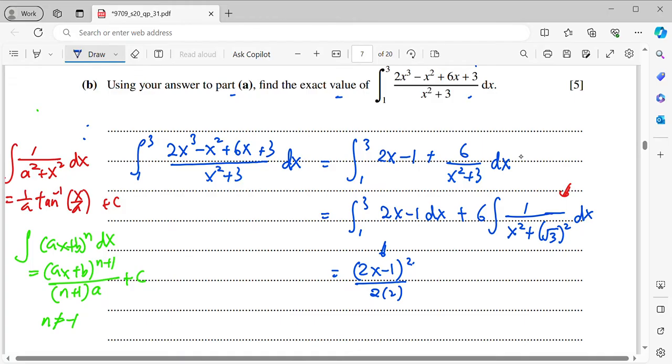Okay, so since both integrations have the same limits, I will combine the limits later on. So then the next one is going to be plus 6. So the whole integration will be 1 over square root 3 inverse tangent x over square root 3, together with limits 1 to 3.